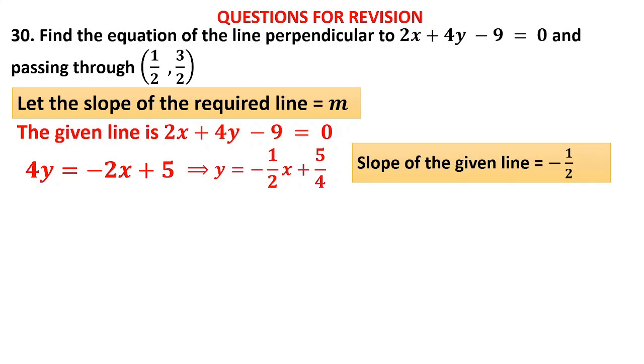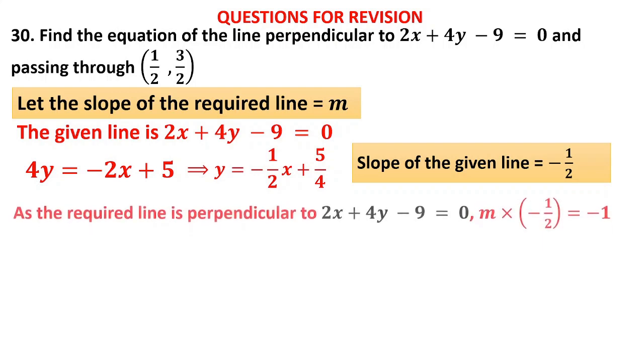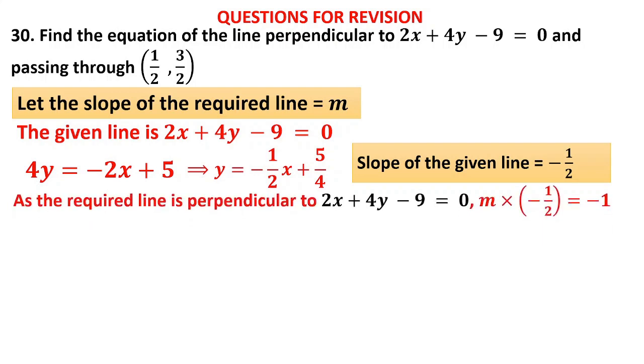But the required line is perpendicular. What will happen when two lines are perpendicular? Product of the slopes is equal to minus 1. So m into minus 1 by 2 is equal to minus 1. So m is equal to 2. So the slope of the required line is 2.